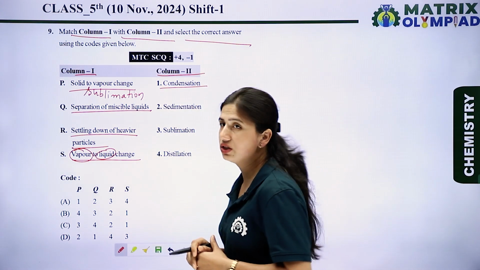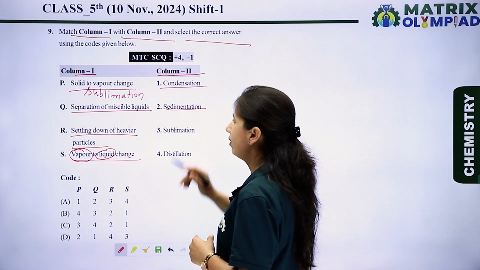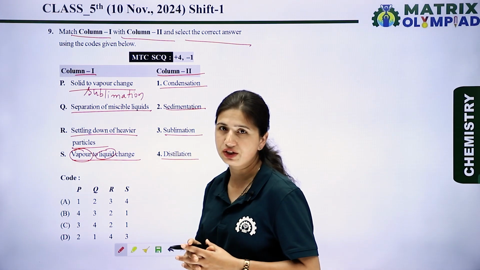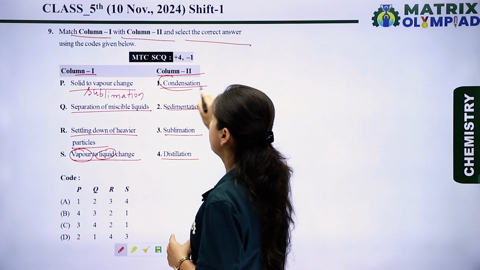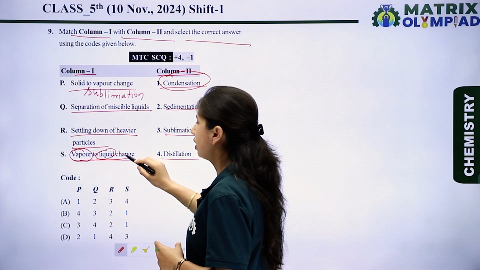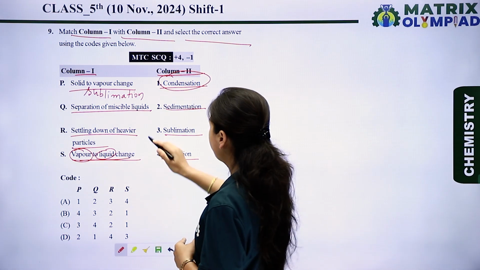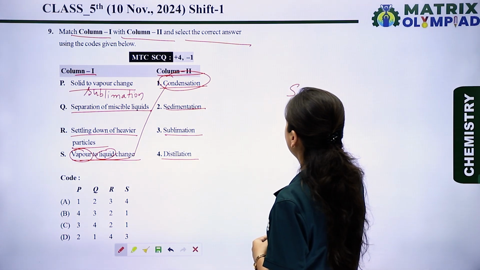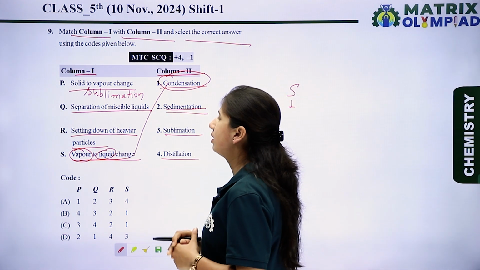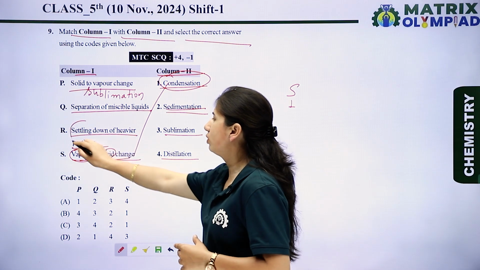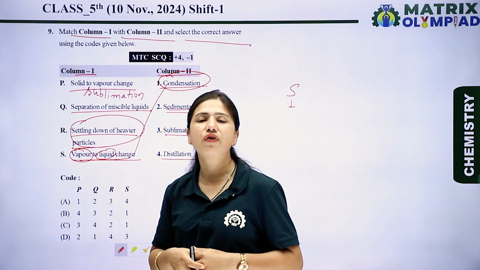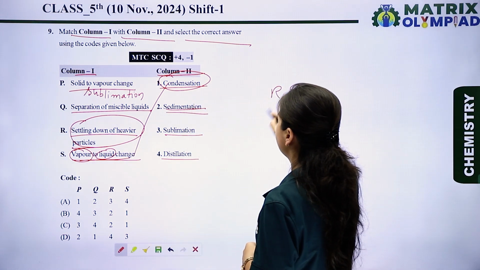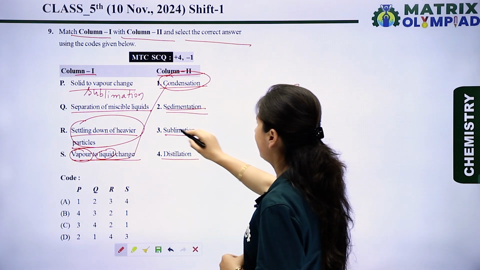Now let's see column second. First is condensation, second is sedimentation, third is sublimation, and fourth is distillation. The first process, condensation: we know that when the vapor state converts into liquid state, that process is known as condensation. So S matches with first. Next is sedimentation, the settling down of heavier particles. So R matches with 2.